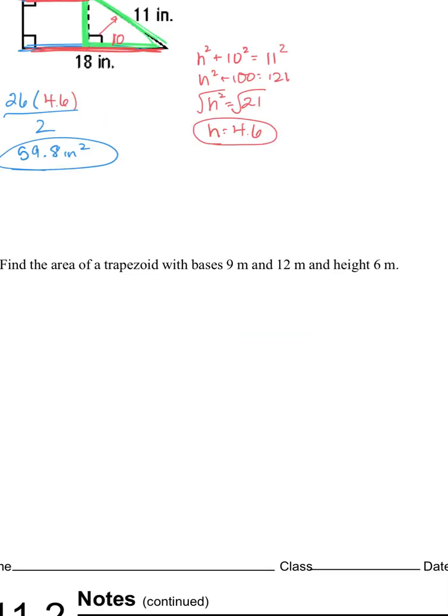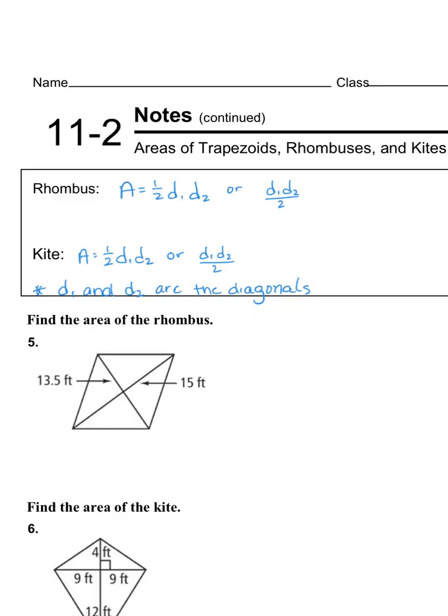All right, last trapezoid here. It has bases 9 and 12. So we're going to take that 9 plus 12, which is 21. Multiply by the height of 6, and then divide by 2. And we get a total of 63. This is in meters squared, so that would be my total area. So it gave you the bases, and it gave you the height. We just had to plug it into the formula.